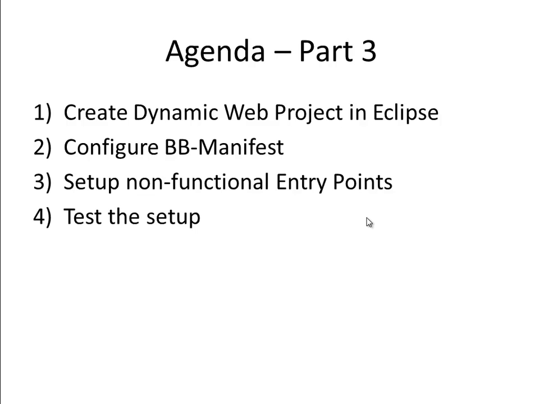In this third part, we'll actually start to build our building block. We'll create a web project in Eclipse. We'll configure our manifest for our entry points that we decided upon. We'll set up JSP pages, although they won't be functional, but at least they'll work for those entry points. And then in the fourth step, we'll deploy our building block to our Blackboard server and test and verify that it works. Let's get into it.